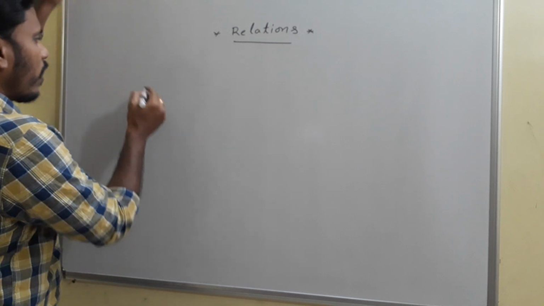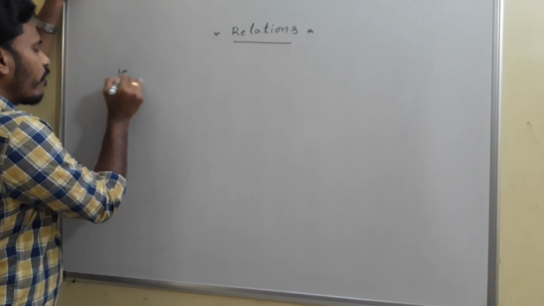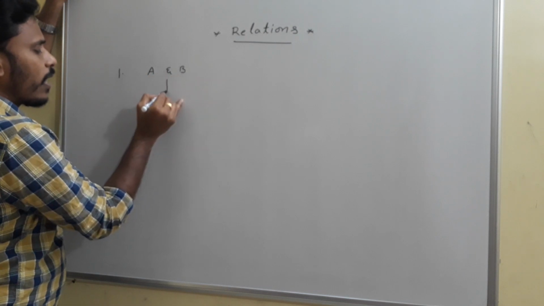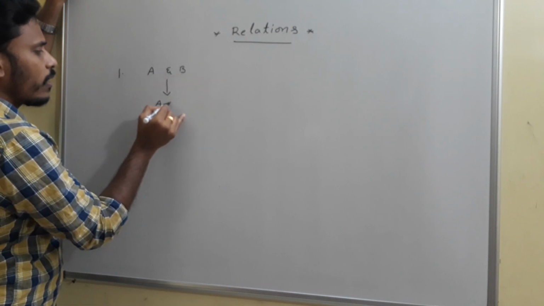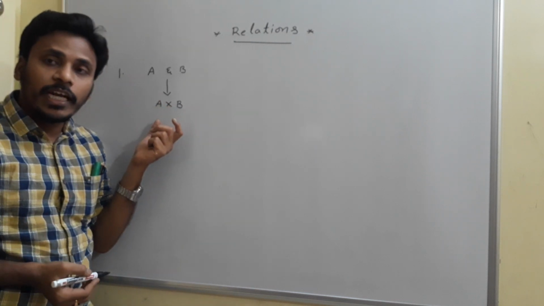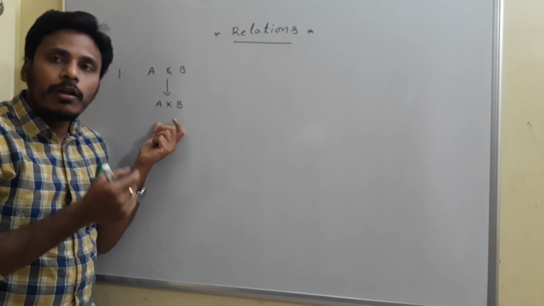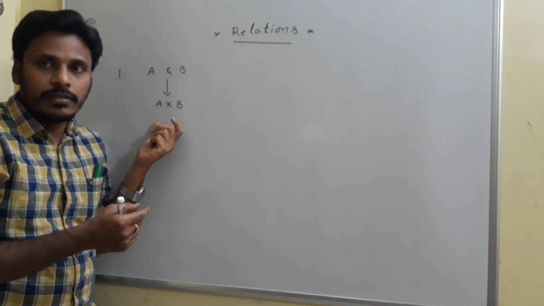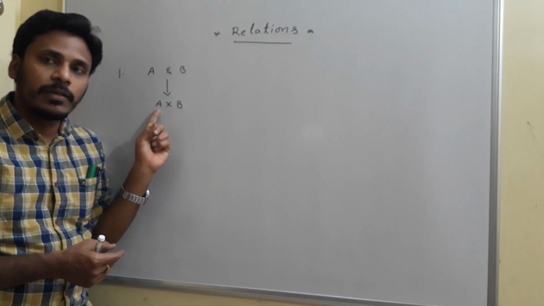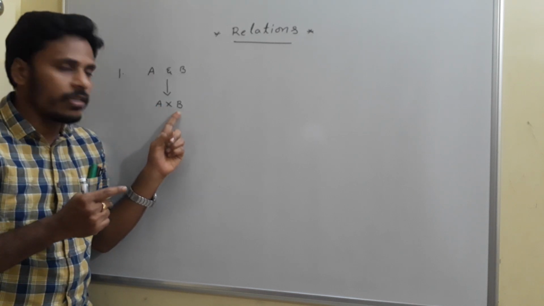I mentioned to you about the Cartesian product. Suppose I have two sets A and B, then the Cartesian product of the two sets A and B is A cross B. And we define that this A cross B contains all possible ordered pairs such that the first element of the ordered pair is from the first set and the second element is from the second set.